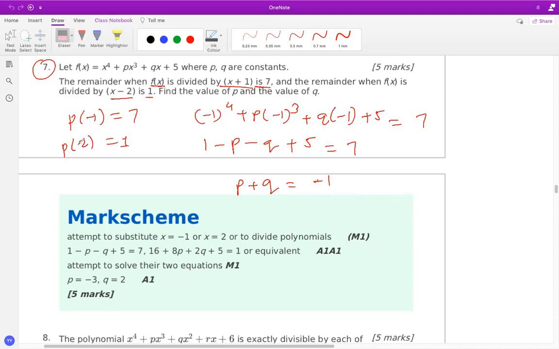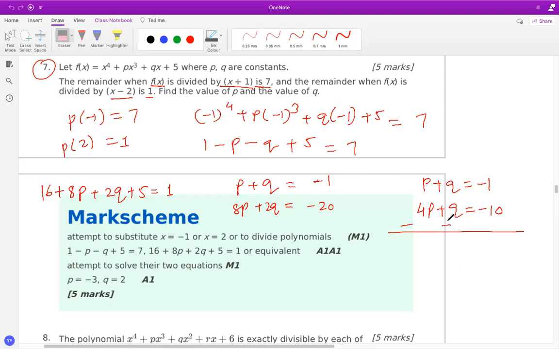Similarly, if you take x as 2, it'll be 16 plus 8p plus 2q plus 5 equals 1. So we get the second equation as 8p plus 2q equals 1 minus 21, so that's negative 20. As a result, we get two equations: p plus q is negative 1 and 4p plus q equals negative 10. If you solve these equations, you get negative 3p equals 9, so p is negative 3.